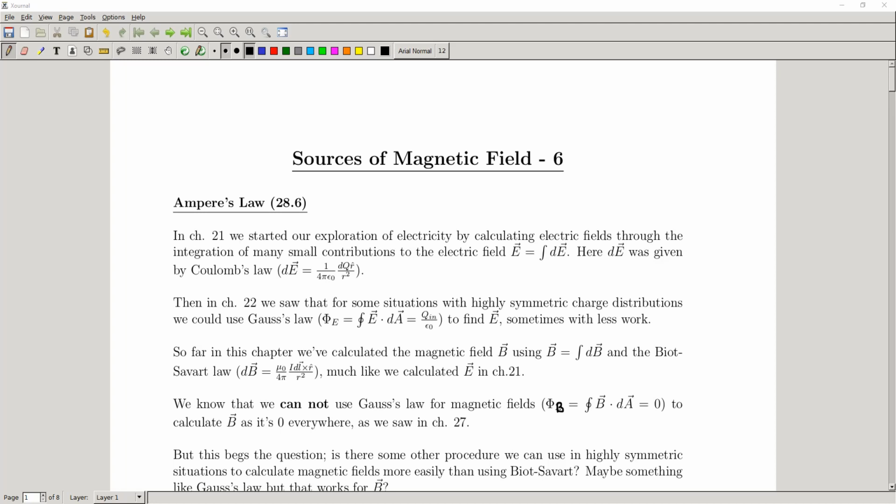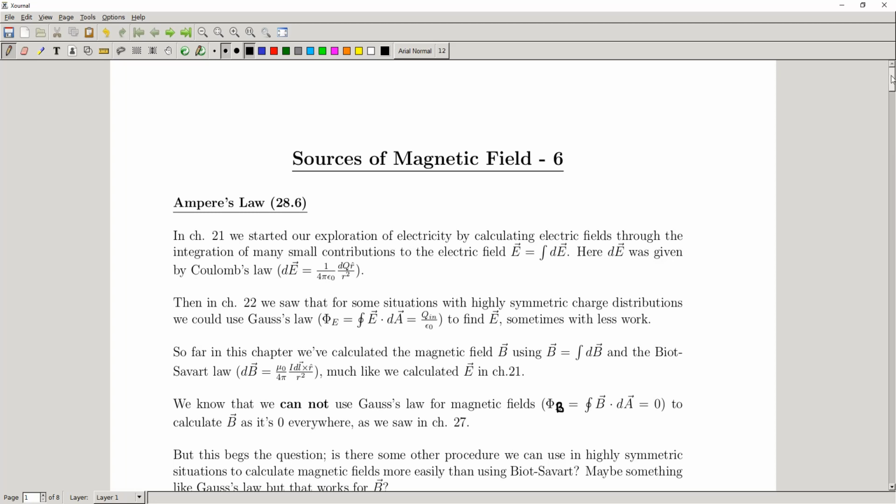Okay, this is going to be our sixth video in our Sources of Magnetic Field series. And in this video, we're going to be covering section 28.6. In this section, we're going to set up what's known as Ampere's Law.